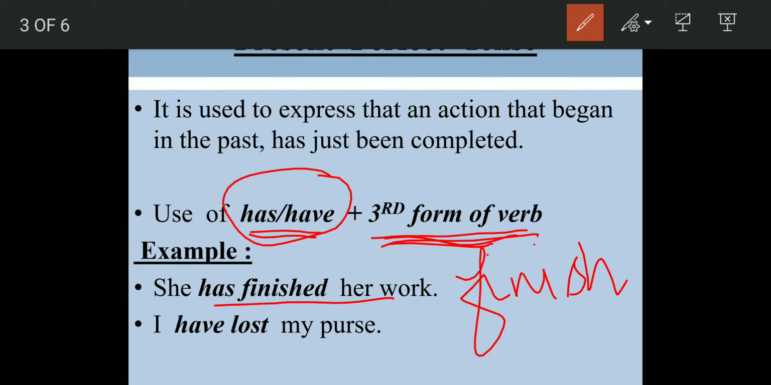That means she has just completed her work. She began some time back and she has completed just now. Just a few moments before, she has just finished her work. So we're saying she has finished her work. I have lost my purse. You're using have along with the third form of the verb. So whenever you see the use of has, have, that is the third form of the verb.